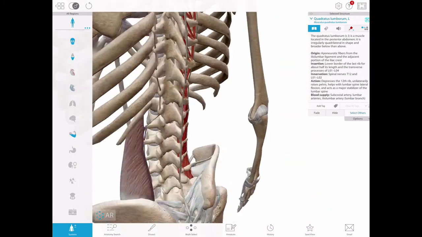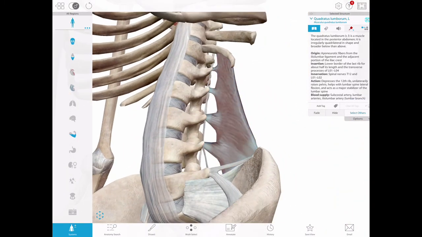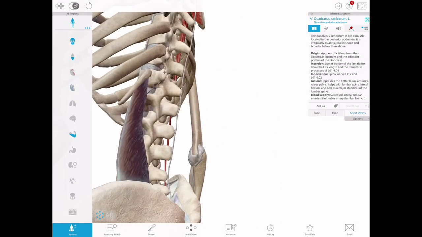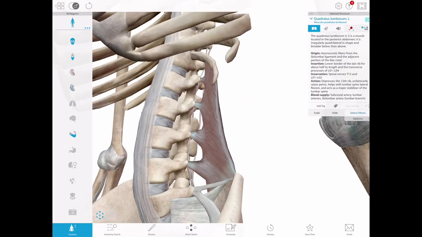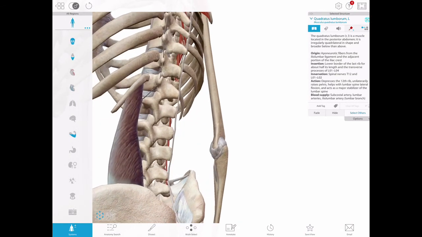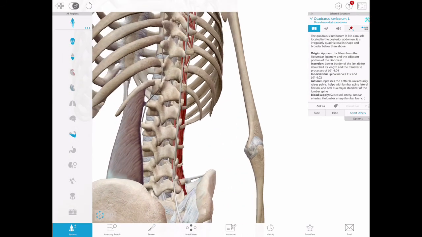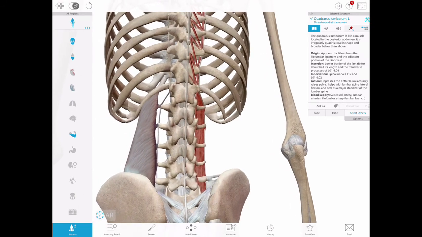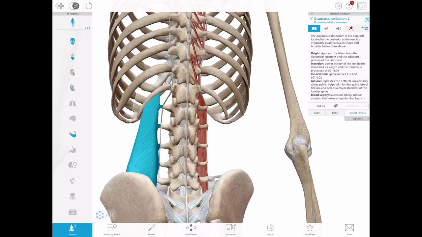Here we have the quadratus lumborum. This originates on the iliac crest and inserts on the 12th rib and transverse process of all 5 lumbar vertebrae. This muscle also helps with lateral bending.